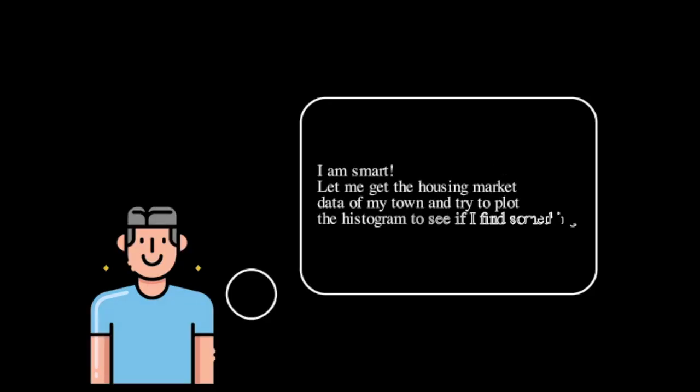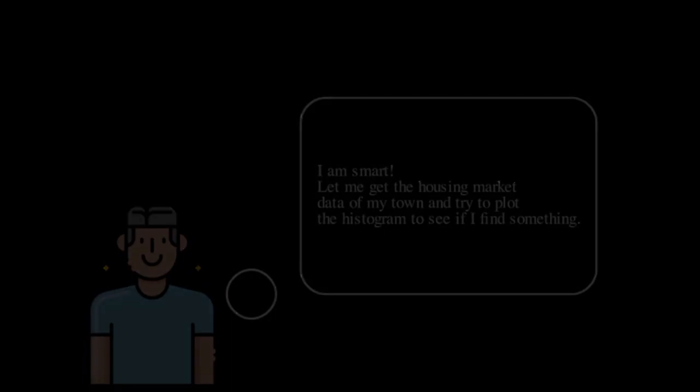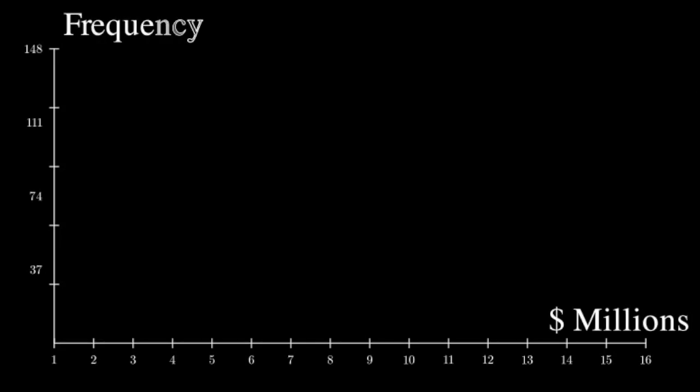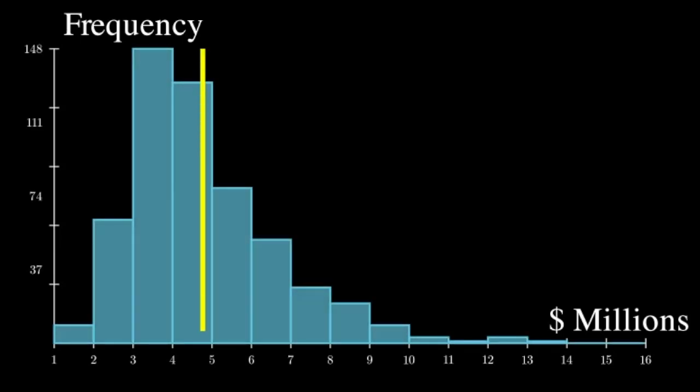So let's try to be a little bit smart about it. Let me get the housing market data of my town and try to plot the histogram to see if I arrive at the same difference. On the x-axis are the different housing prices, in dollars, in millions. On the y-axis is the frequency, or the number of times that these prices occur. And I divide it into buckets of 1 million.